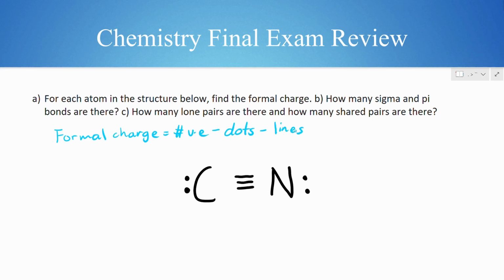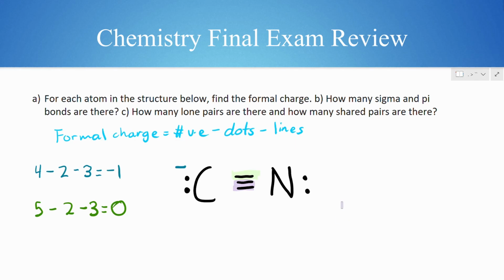Let's do carbon first. So carbon has 4 valence electrons minus the number of lines and dots. Well, it has 2 dots and it has 3 lines. So this is a negative 1 charge. For nitrogen, well, nitrogen has 5 valence electrons, it has 2 dots, and it has 3 lines. Nitrogen has a 0 formal charge. How many sigma and pi bonds are there? So 1 sigma bond and 2 pi bonds.